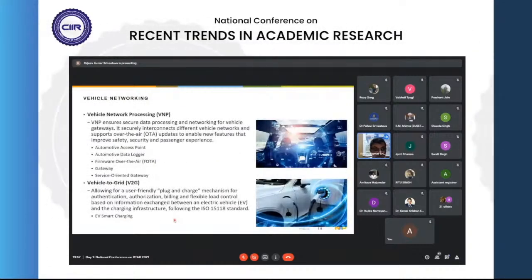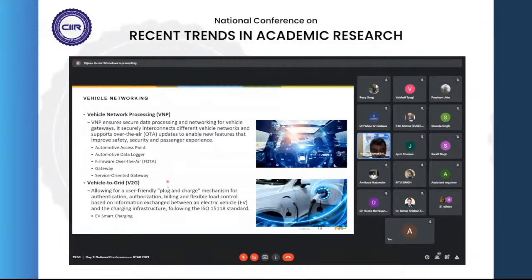Okay, I think this one is my last slide. Then we have vehicle network processing. This networking is inside the car. You have a lot of sensors, a lot of systems, and you have to connect each to everyone so that you can process the data at a central place. This also gives you connectivity from outside through V2X.